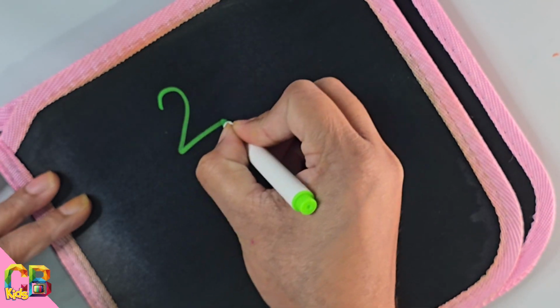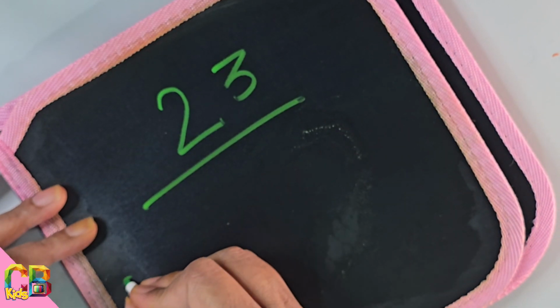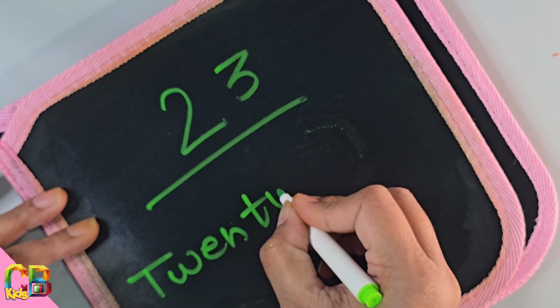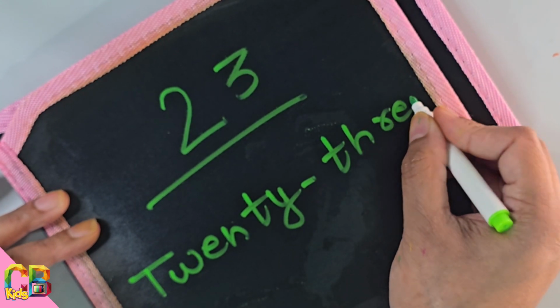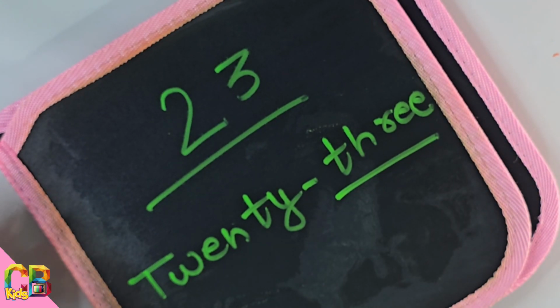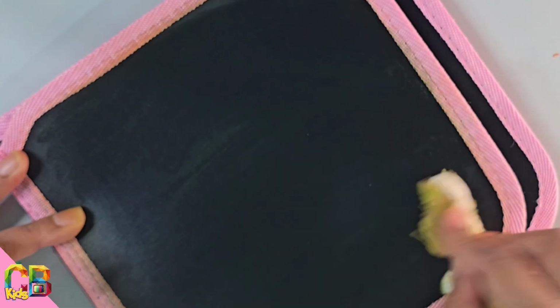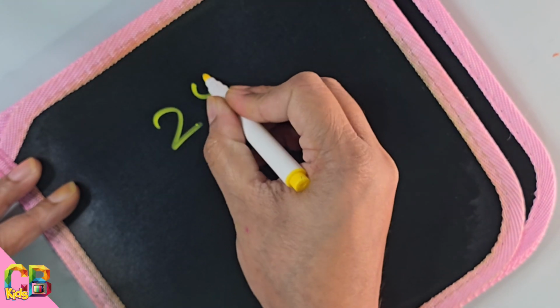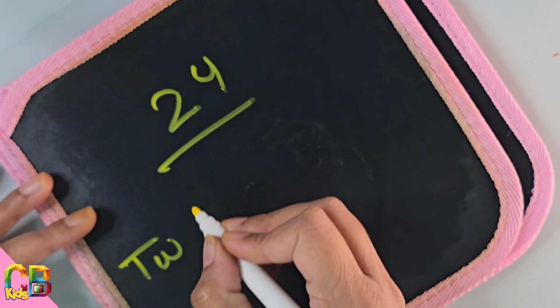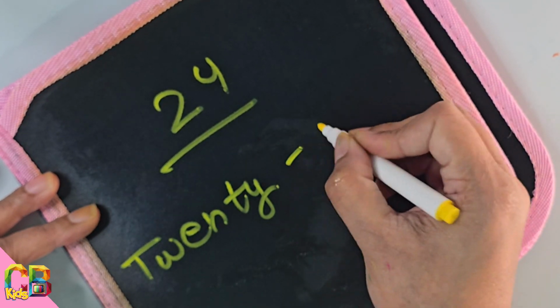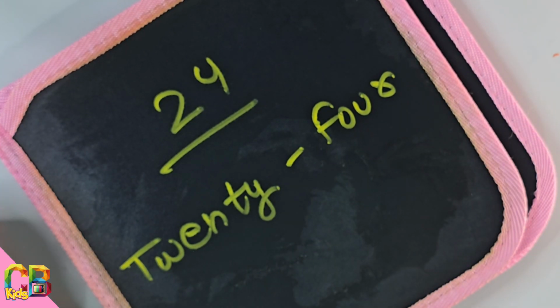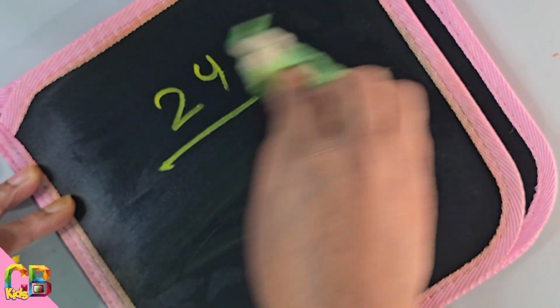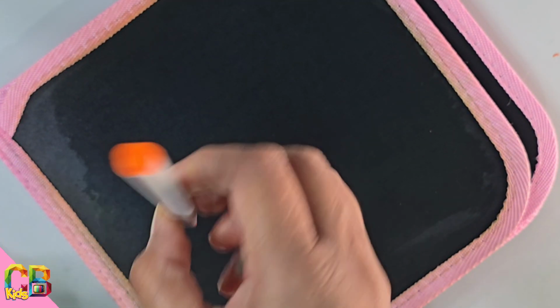Okay, now let's move to another number which is going to be 23. 2 and 3, 23. TWENTY, 20, THREE, 3, 23. Okay, now let's move to another number which is going to be 24. 2 and 4, 24. TWENTY, 20, FOUR, 4, 24.